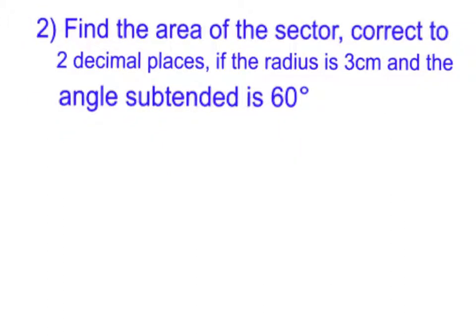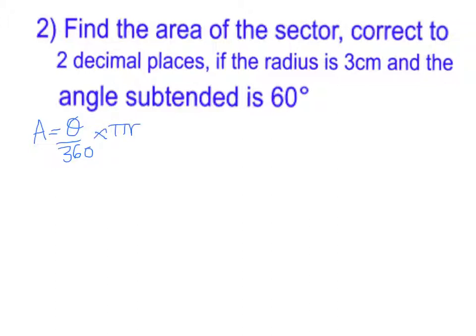Next example, find the area of a sector corrected to 2 decimal places if the radius is 3 centimetres and the angle subtended is 60 degrees. So because our angle is in degrees, we can either use the formula A equals theta on 360 times pi r squared, or we could convert this angle in degrees to radians. So 60 degrees is pi on 3 radians, and then we could use the new formula that you've just learnt today.